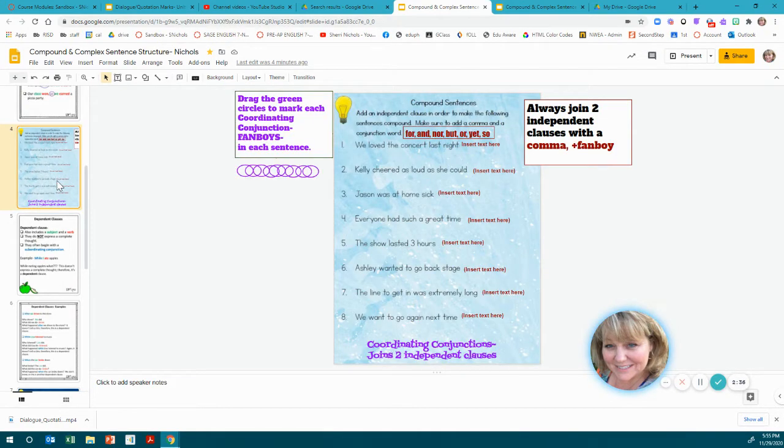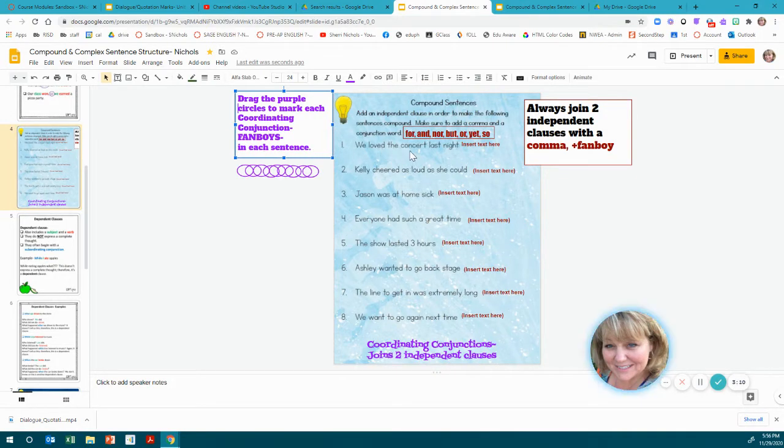So for this compound sentence assignment, you will add an independent clause in order to make the following sentences compound. Make sure to add a comma and a conjunction word. The conjunction word, of course, would be for, and, nor, but, or, yet, so. So always join two independent clauses with a comma and a fanboy, just like we said. And then once you write your sentence, I want you to drag the purple circles to mark each coordinating conjunction, fanboys, in each sentence.